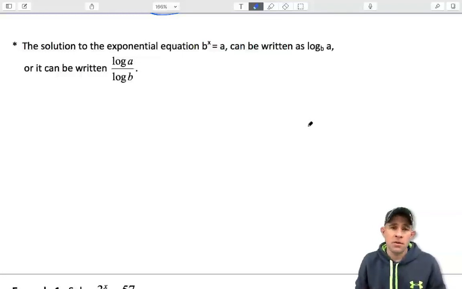Hey guys, today we're talking about using logarithms to solve exponential equations. Now, again, as we've been talking about this entire section, logarithms are exponents that you raise a base to in order to find the power.